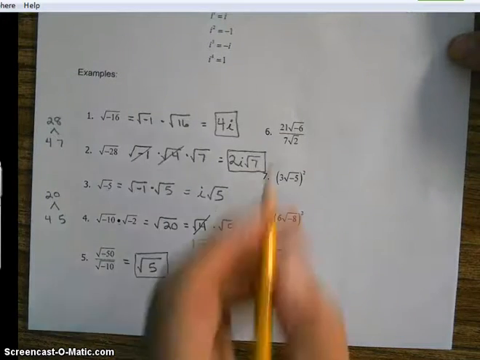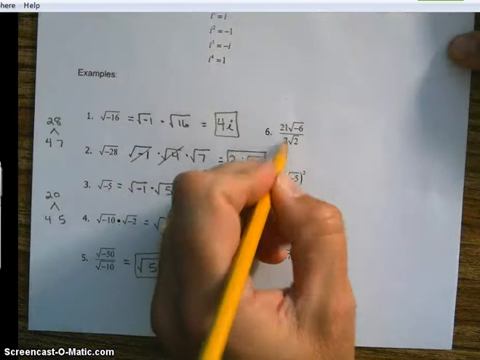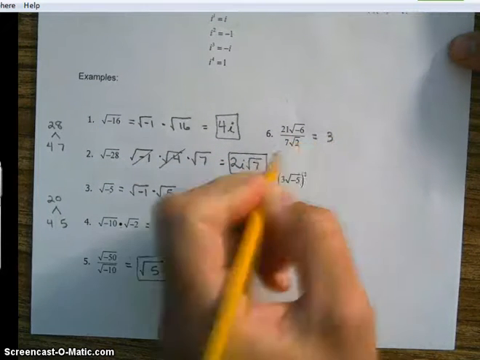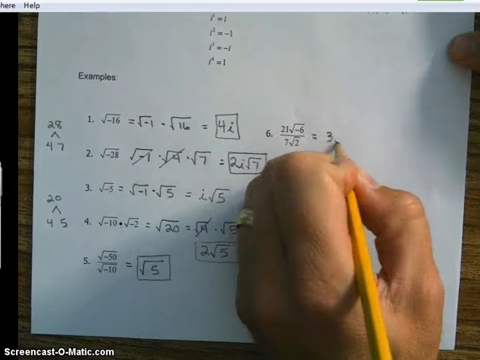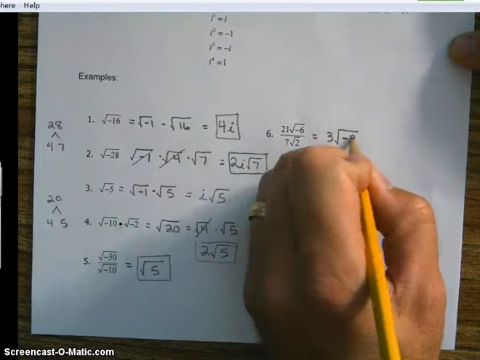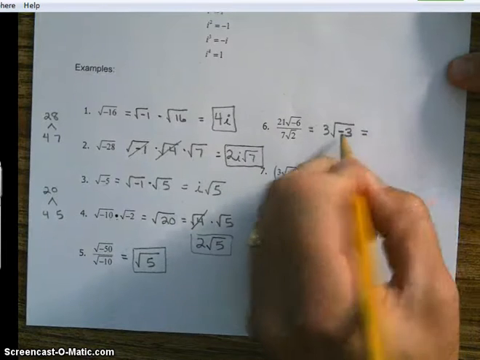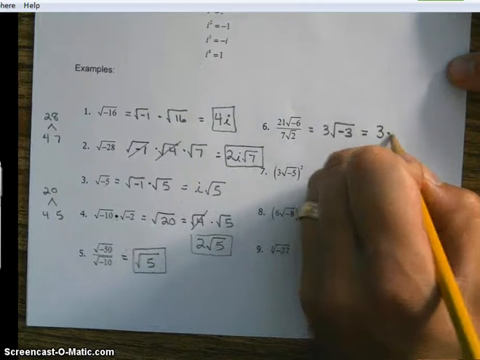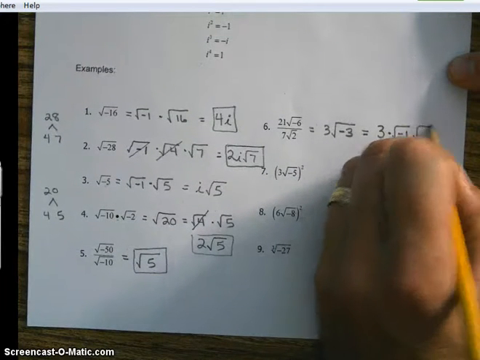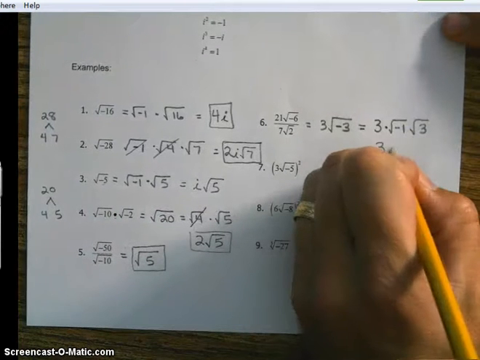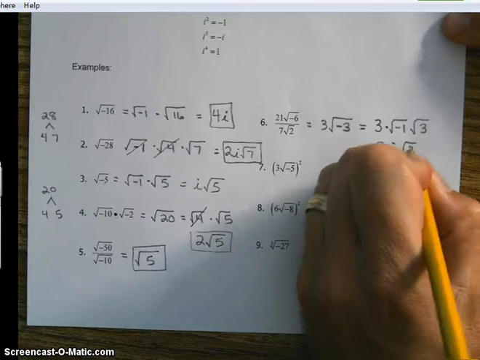Okay, let's look at number 6. I'm going to go ahead and start off by dividing here. We got 3, 21 divided by 7, -6 divided by 2, and we're going to have 3 times the square root of -1 times the square root of 3, and we get 3i radical 3.